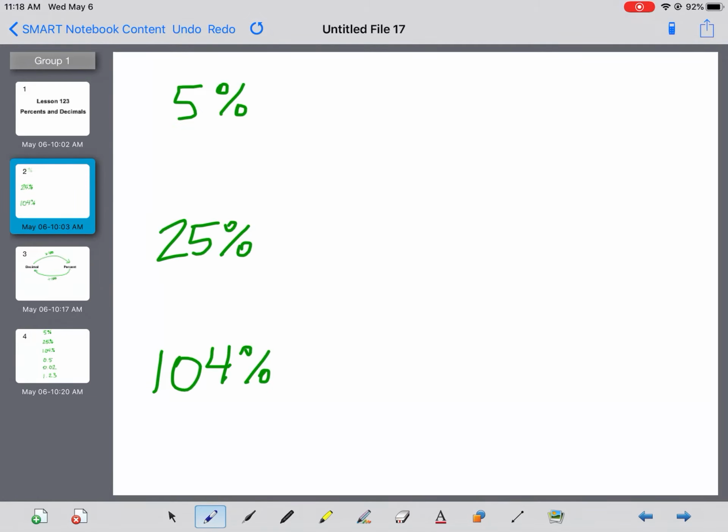So yesterday we looked at percents and we defined percents as a ratio that compared a number to 100. So if we take a percent like 5%, we learned yesterday that you could write it as a ratio of 5 to 100 or 5 over 100. Those are equivalent, all right? 5% is the same as 5 over 100.